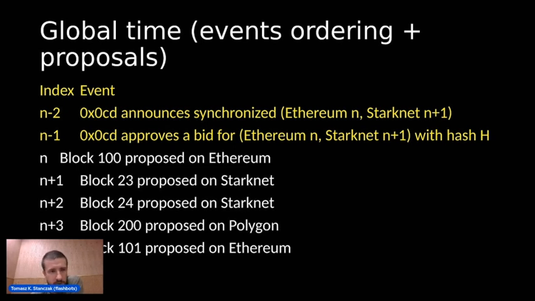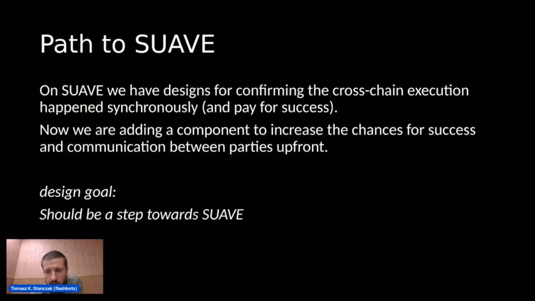So here you have an example of this global time, where I'm indexing events and somebody announces that they're about to propose synchronized Ethereum and StarkNet N+1, that they approve some bid for these two blocks with some hash. And since they approved and announced, both of those events can be slashable against their deposit through Eigenlayer or some other solution. And if it's slashable, then the bids can be protected the same way as they are nowadays protected with the slashing condition on Ethereum.